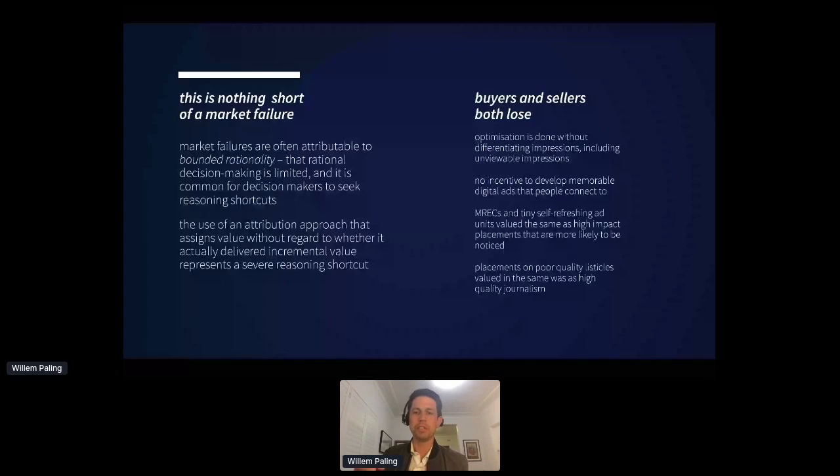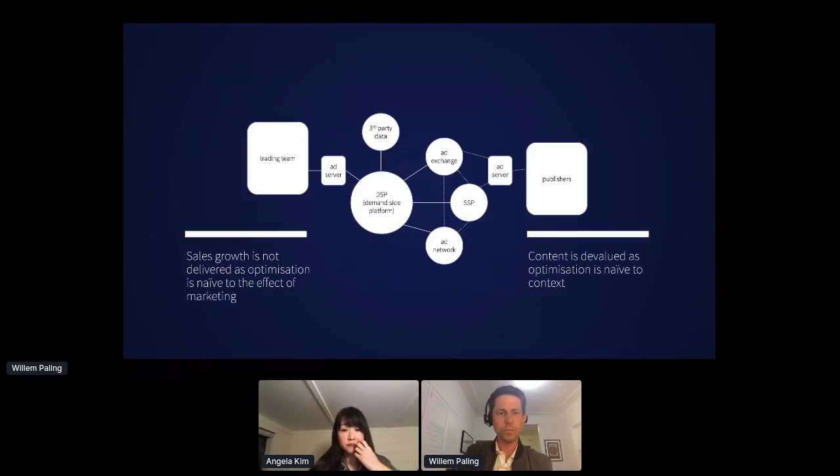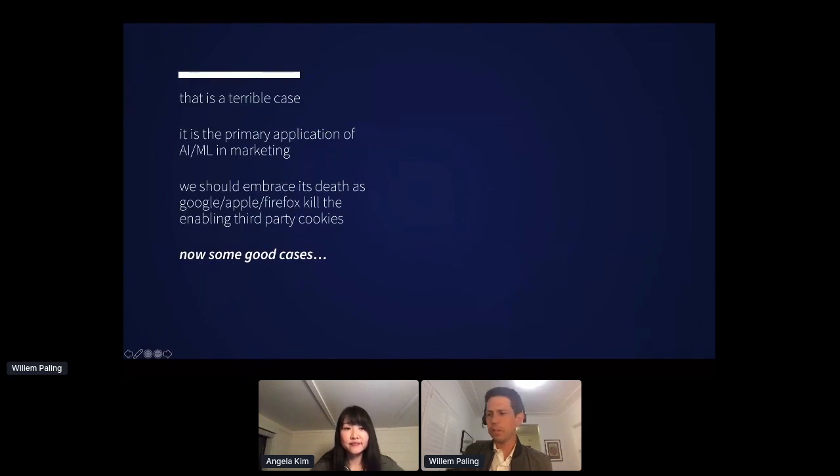So the publishers producing high quality, high engagement content, their content isn't valued appropriately, and the marketers who are trying to create awareness of their products are not able to create that awareness because the goal is set up incorrectly. So on one side, sales growth is not delivered, and on the other side, content is devalued. So that's a terrible use case, but it's the primary application of AI and machine learning in marketing, and it's going to go away. There are changes to technology that mean it's going to go away.